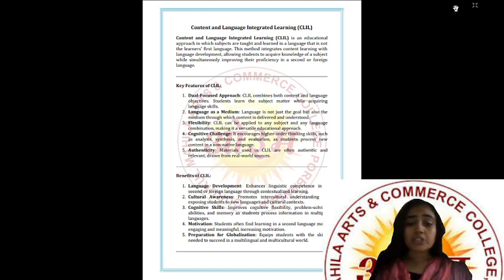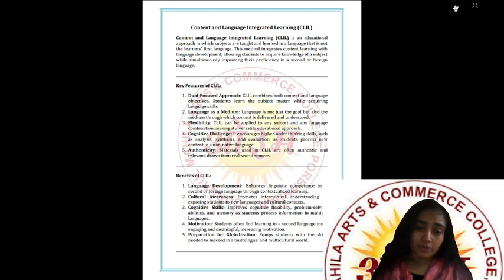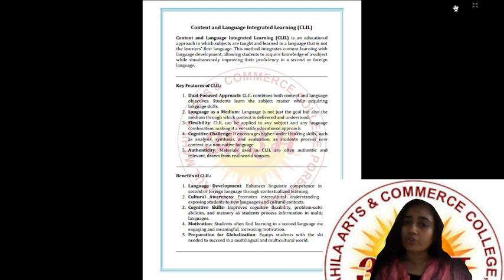Fifth one is preparation for globalization. It equips students, meaning CLIL equips students, with the skills needed to succeed in a multilingual and multicultural world. Whenever you go out in the world, which is multicultural and multilingual, you will face fewer problems or no problems because you are well prepared for globalization.